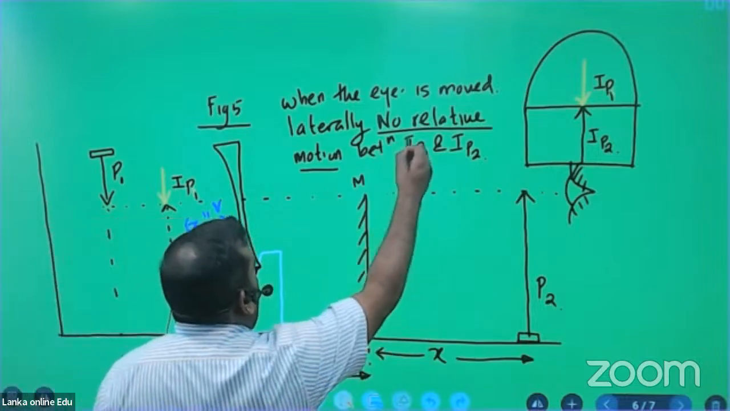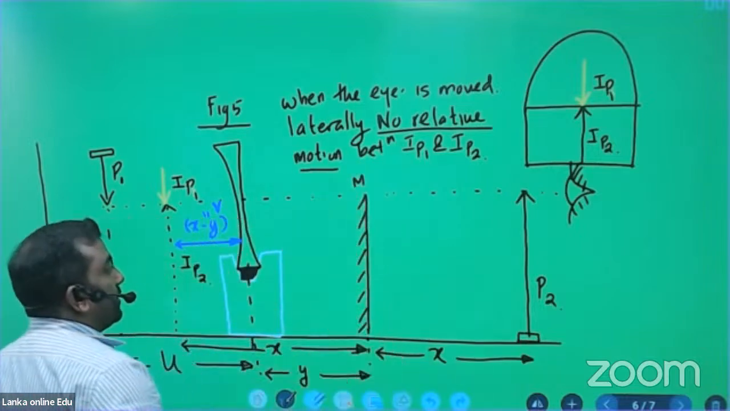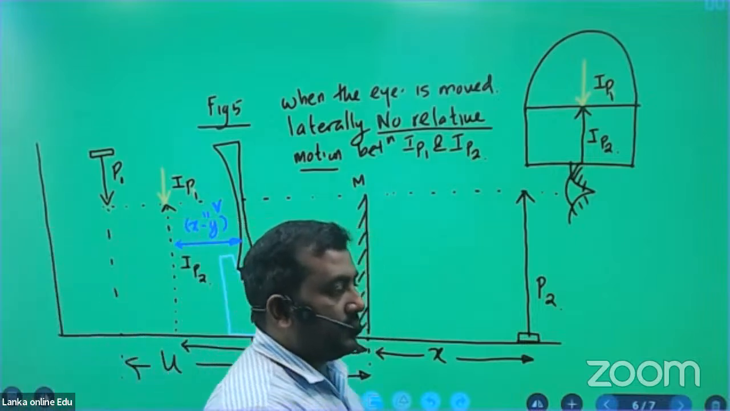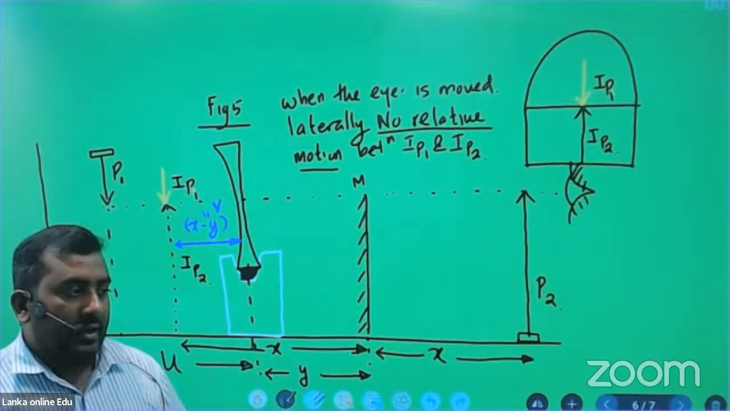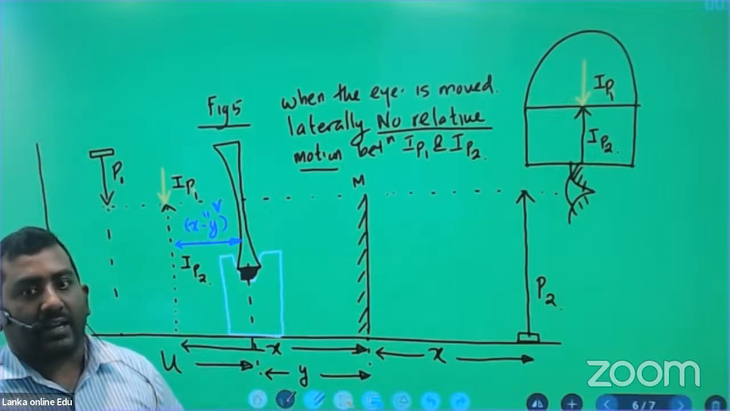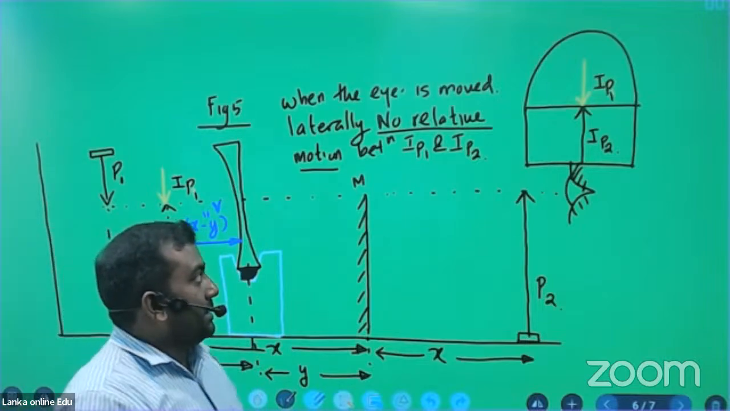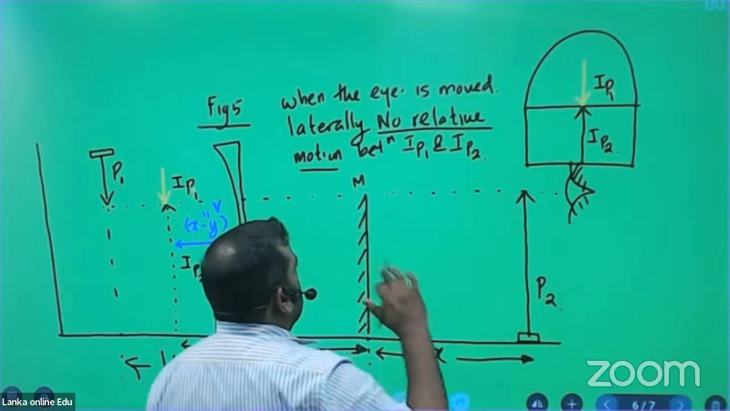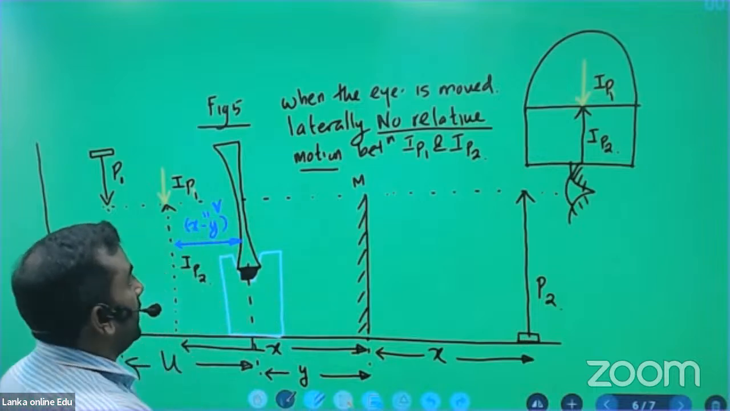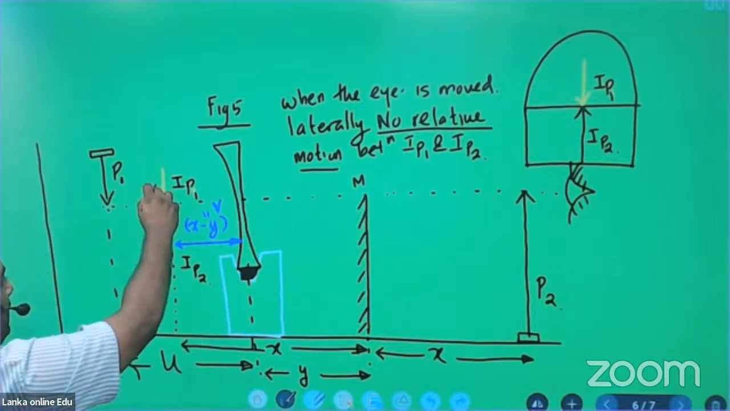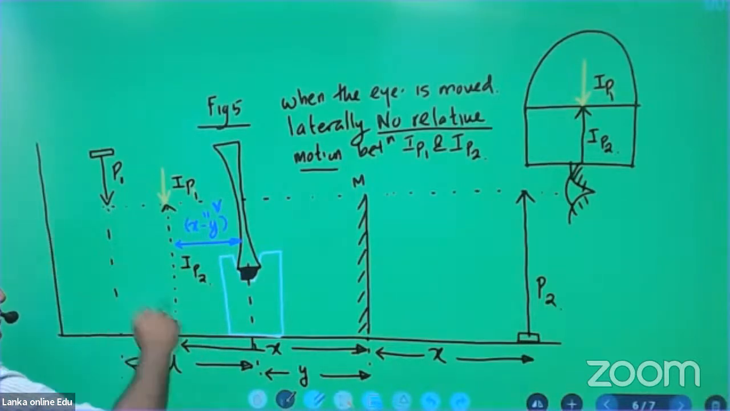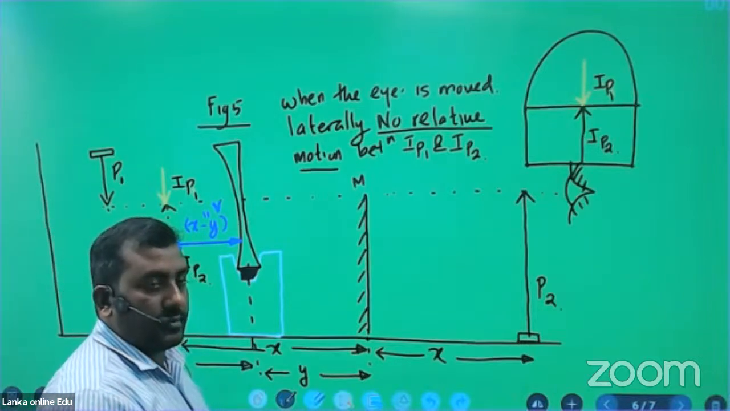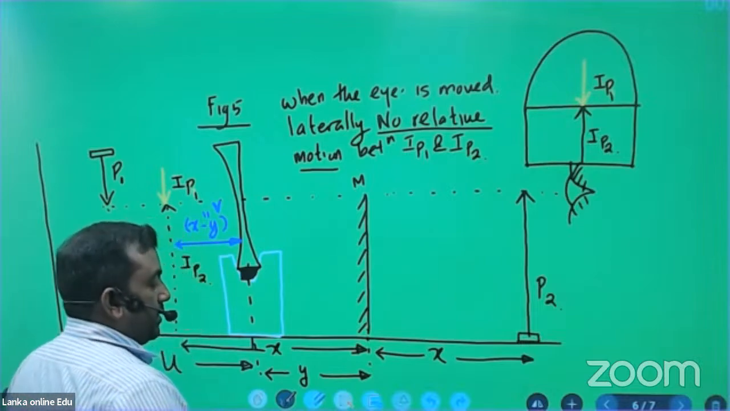And there is no relative motion when the eye is moved in the lateral direction. Full stop. Next line.